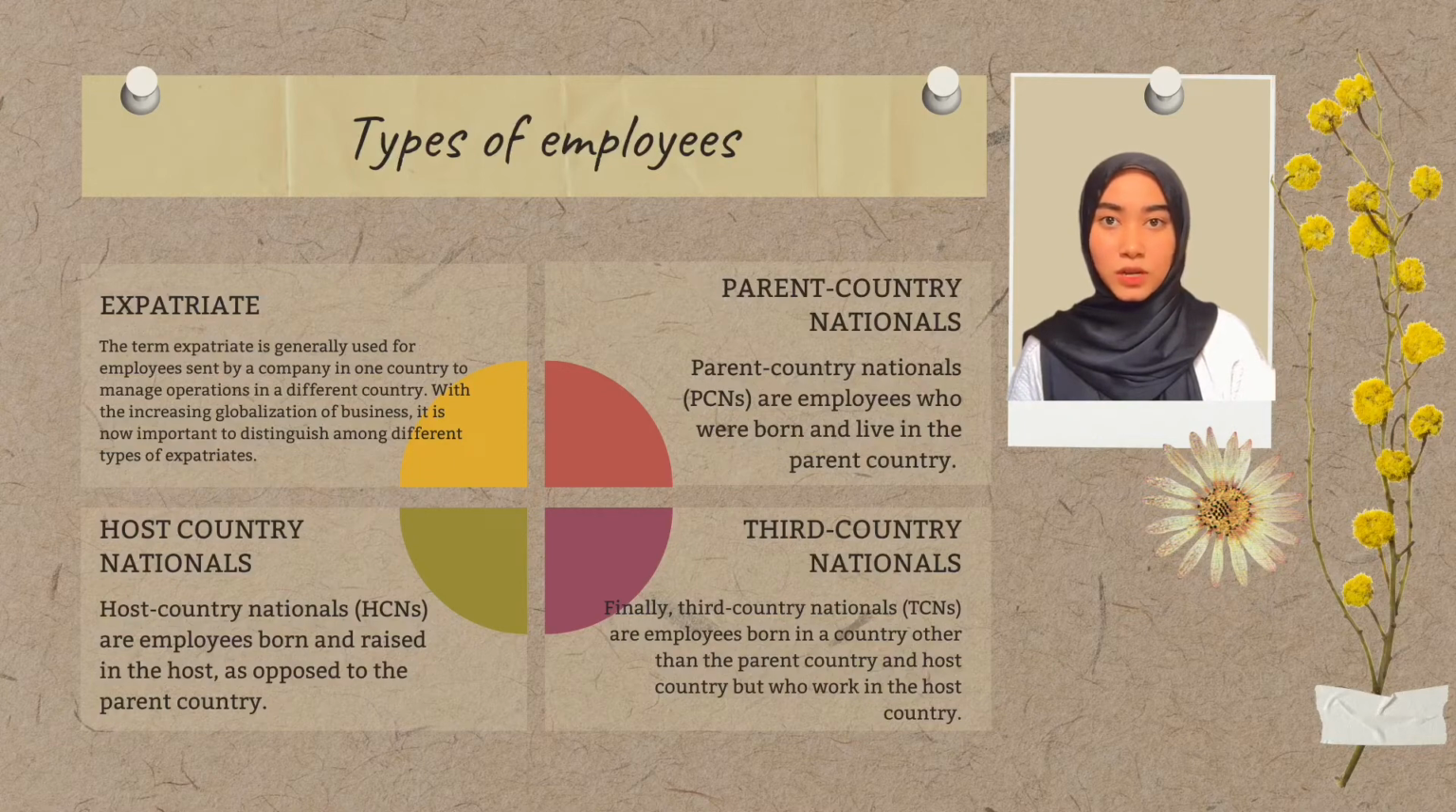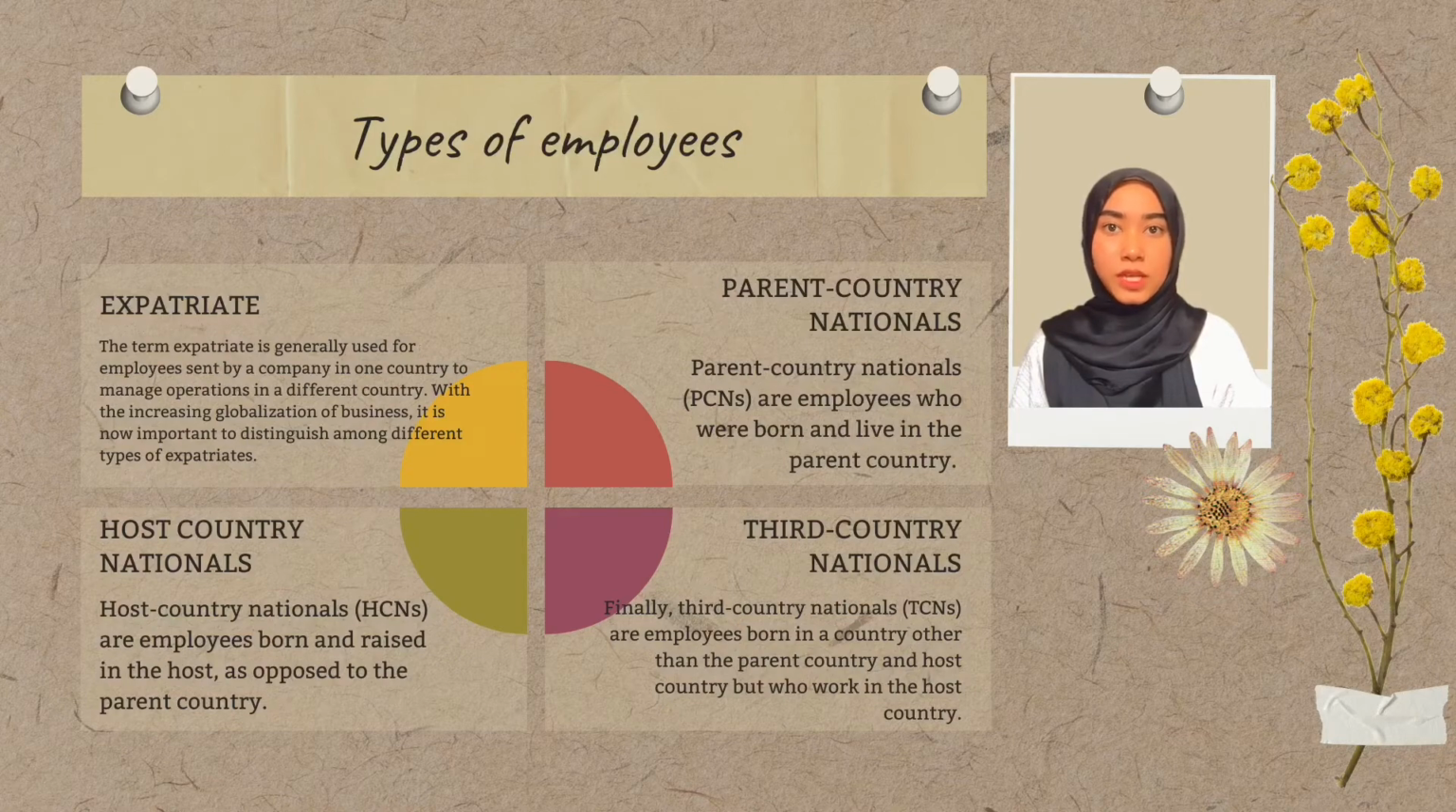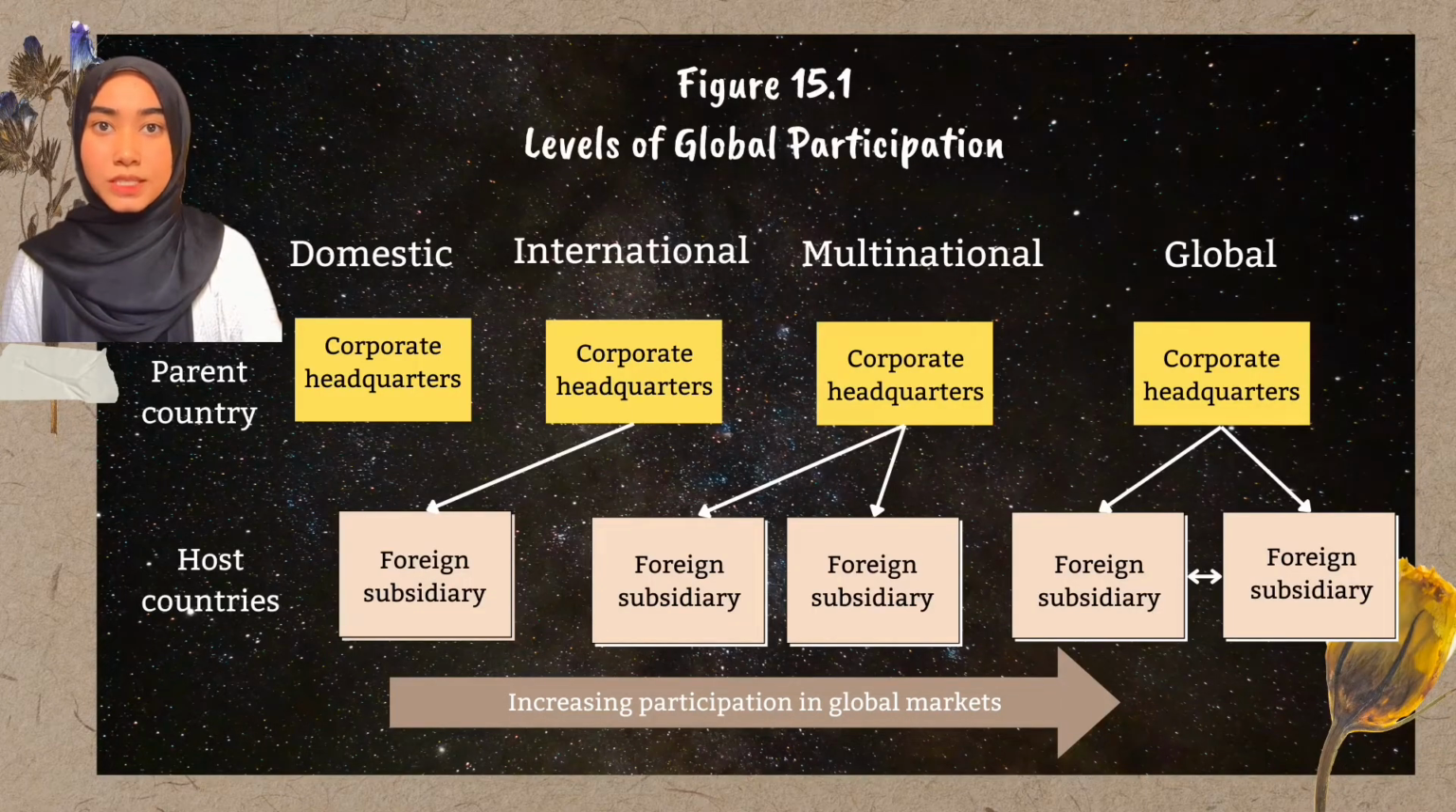Number 3 is host country national. Host country nationals are employees born and raised in the host country, as opposed to the parent country. Number 4 is third country national. Finally, third country nationals are employees born in a country other than the parent country and host country, but who work in the host country. The following is the diagram of the level of global participation of employees in the global marketplace.